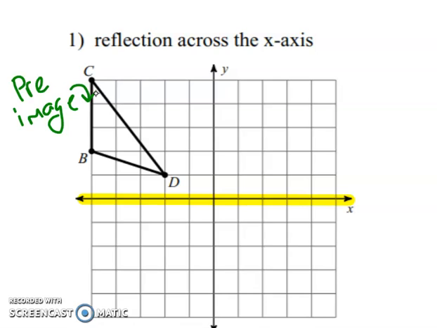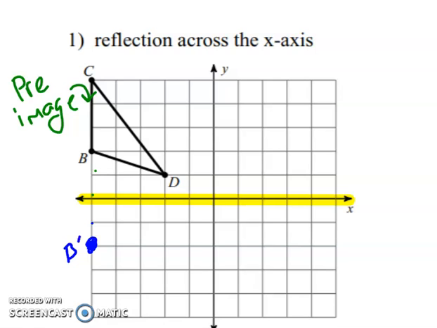Now, when we talk about reflecting, the way that I like to do it is I look at my line of reflection, which happens to be the x-axis, and I see how far away from that line of reflection my coordinate points are. So notice how B is 1, 2 units away on top, which means I'm going to be 1, 2 units away underneath it. So that's going to be my B prime.